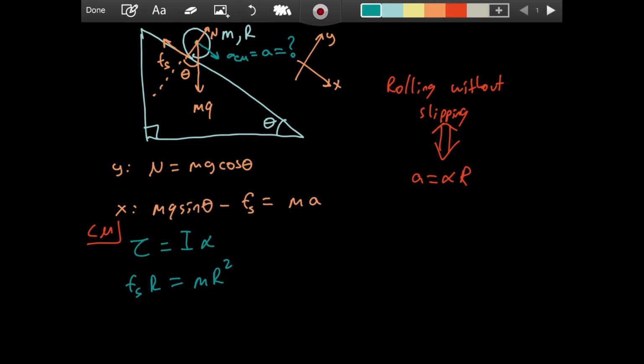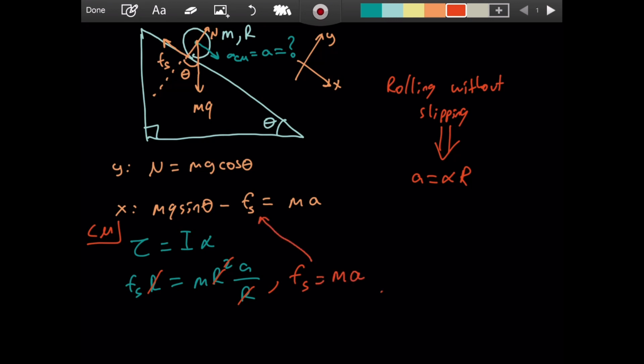But in any case, if it is rolling without slipping, I can guarantee you that the question is telling you that a is equal to alpha times r, okay? So we can substitute that for alpha. For alpha, we will substitute a over r. Let me do it here, a over r. And look at this. All of the r's simplify. We see that the force of static friction is equal to mass times the acceleration.